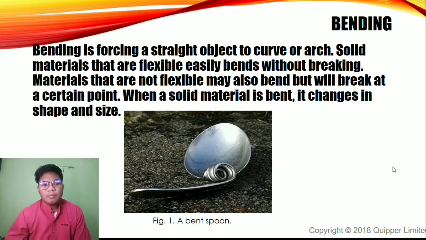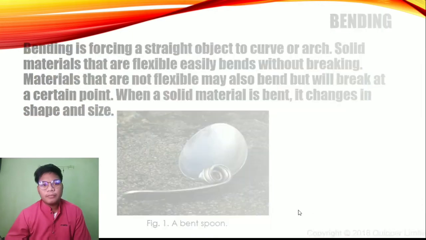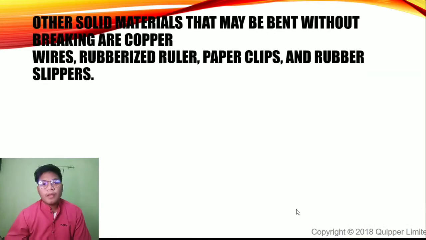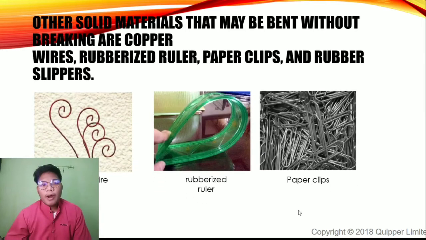Look at the bent metal spoon below. It became smaller than its original size. Its shape has changed too, because of the curved handle. The bent spoon may be returned to its original form by bending it back using the same amount of force applied to it before. Other solid materials that may be bent without breaking are copper wires, rubberized ruler, paper clips, and rubber sleevers.